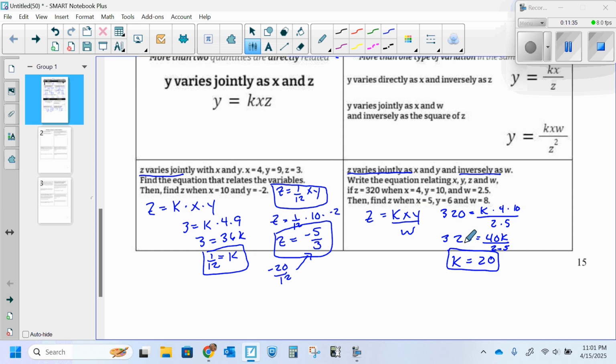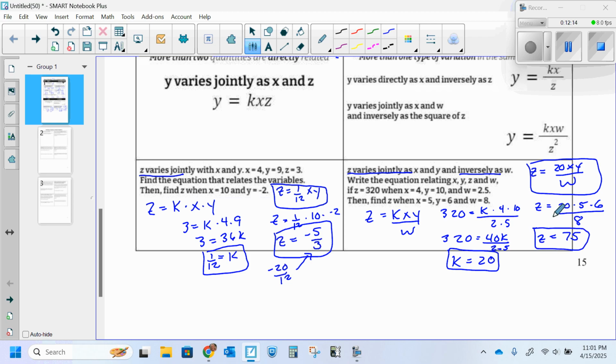Just check it on your calculator. I'm not going to pull up the calculator here. You should know how to get k by itself. Multiply by 2.5, and then divide by 40. Now, write the equation that relates all these variables. So 20xy over w. Then, lastly, it says find z when x is 5. So 20 times 5 times 6 divided by 8. Throw that on your calculator, and you get z is 75.